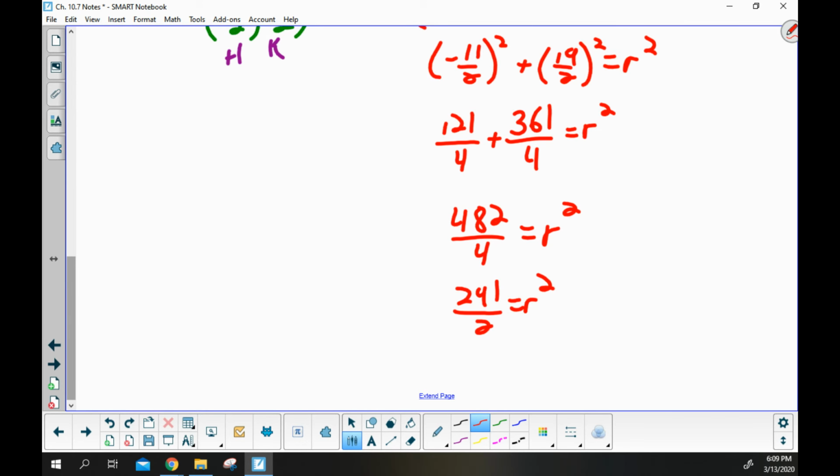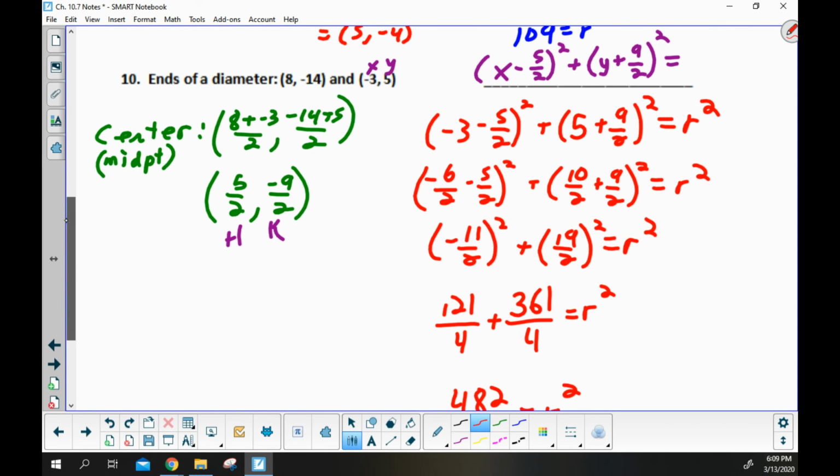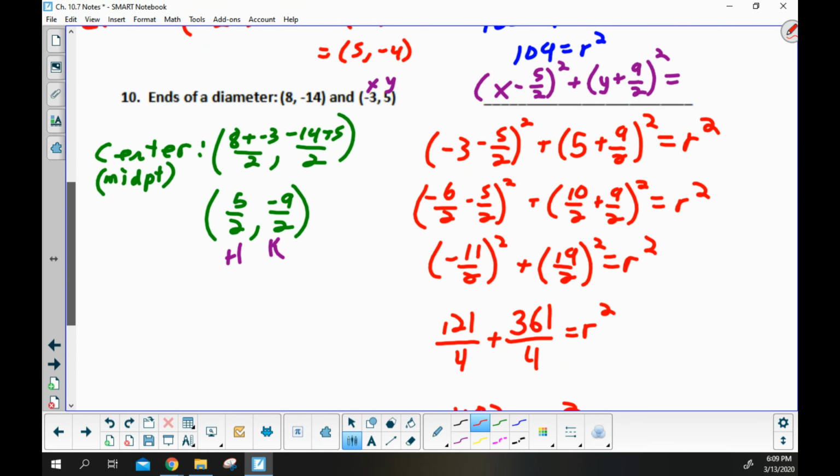So I have my r squared. Again, I don't need to do the square root of anything. I don't need to plug it any more than that. That's what I was looking for. So on the end of my equation, 241 over 2. And there is my answer.